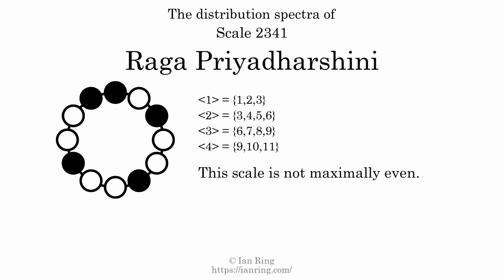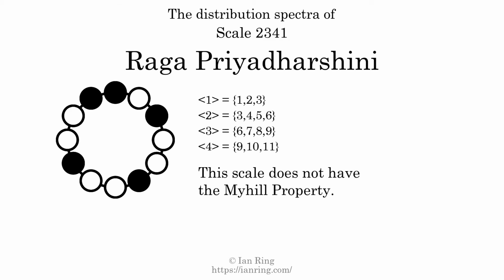Since this is greater than 1, we know that this scale is not maximally even. If every spectrum has exactly 2 specific intervals, we call that the Myhill property. This scale does not have the Myhill property. Since the generic interval ranges do not overlap, this scale is proper, but it is not strictly proper because some specific intervals appear in more than one spectrum.